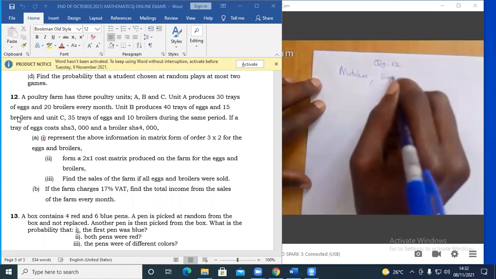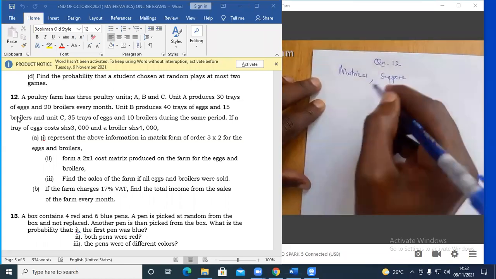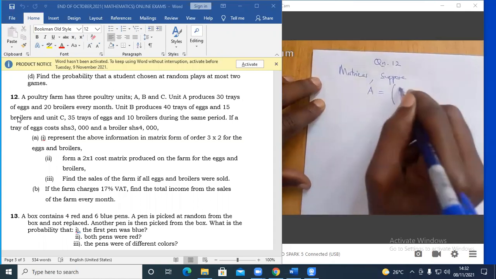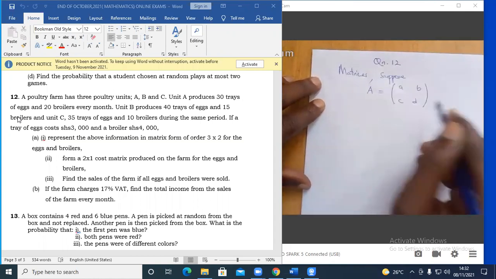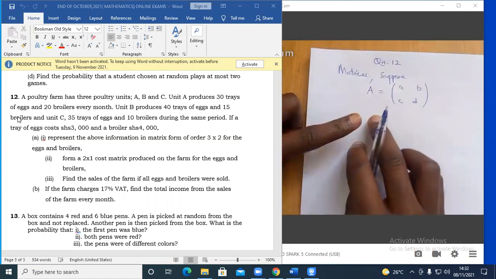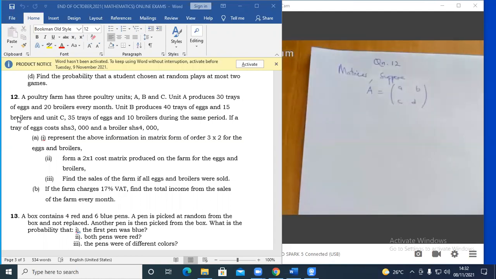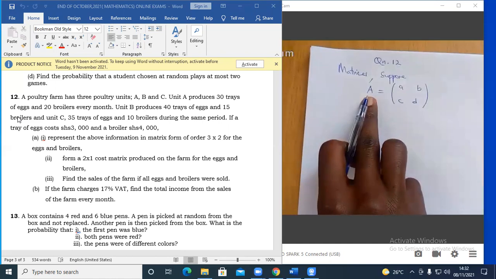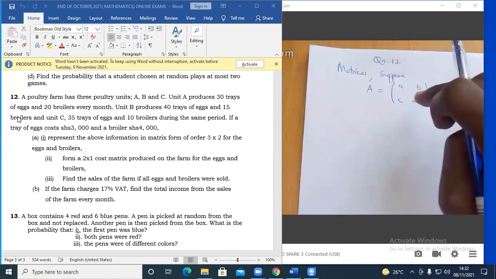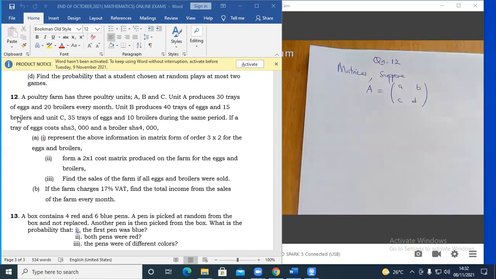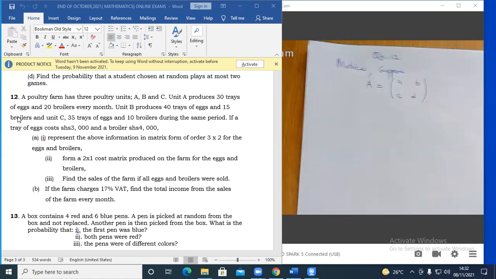So suppose I have matrix A, given in the form A, B, C, D. The matrix is written in capital letters. Then the elements can either be letters or numbers, and if you are using letters, they must be in small letters. But the matrix must be in capital letters. The elements a, b, c, and d are called elements or members.